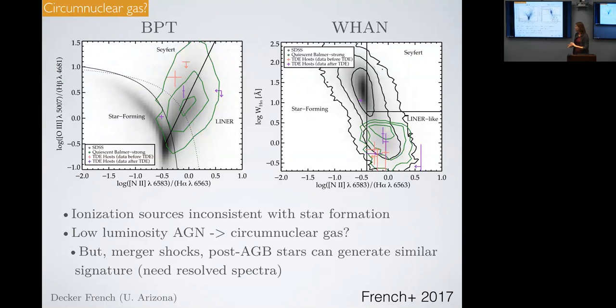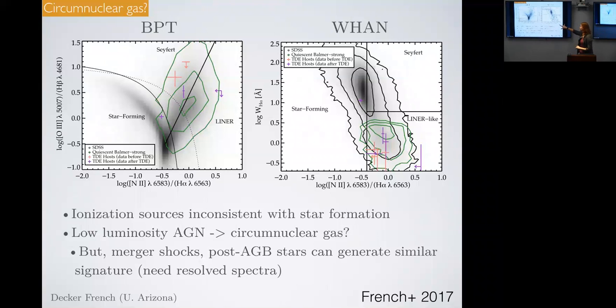So one of them is merger shocks, which, if most of these are post-merger, we would expect that these emission line ratios should have these high ionization states spread out over the galaxy. Similarly, post-AGB stars can mimic this signature. And again, we would expect to see this LINER-like signature spread out over the galaxy in the post-starburst if that was the case. So this is something that we're investigating for post-starburst galaxies in general, now also for these TDE hosts, to try to see what the real ionization source is.